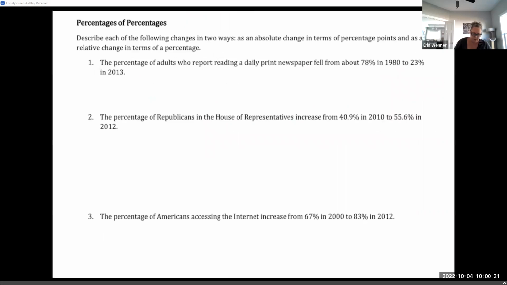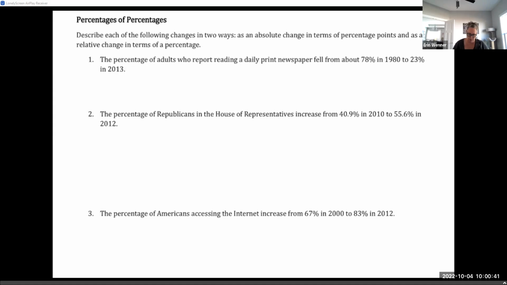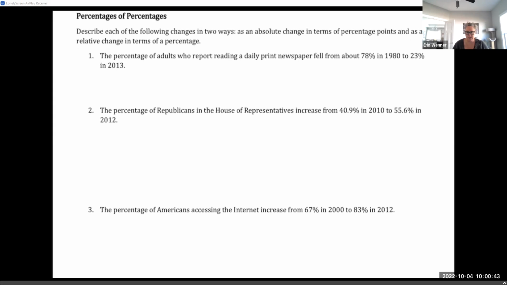Okay, so then percentages of percentages. So we're going to describe each change in 2 ways. We've got the absolute change, in terms of percentage points, and then the relative change in terms of percentage. And to give us more space, I'm just going to go down to number 3. The process works the same for all of these. So it says the percentage of Americans accessing the internet increased from 67% in 2000 to 83% in 2012.